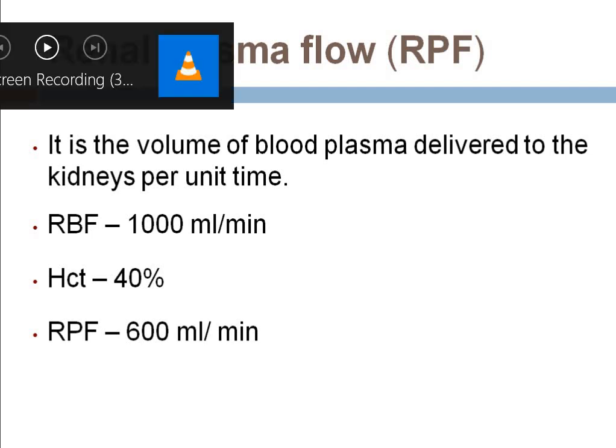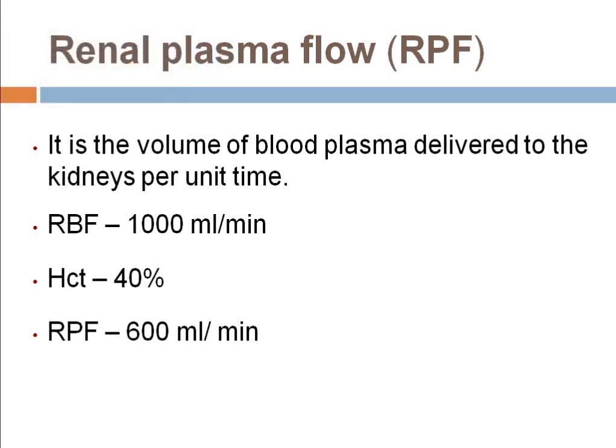Now, the next aspect is renal plasma flow. It is the volume of blood plasma delivered to the kidneys per unit time. As I told you earlier, renal blood flow is 1.2 to 1.3 liters per minute, but to simplify it, I have taken the value of 1 liter here. So renal blood flow, suppose, is 1 liter or 1000 ml per minute.